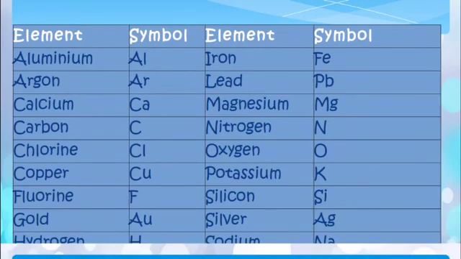Next is potassium. Potassium's symbol is K. From where has the K symbol come? It has come from its Latin name kalium, the first letter K of its Latin name. Sodium. Sodium's symbol is Na. From where has the name come? It has come from the Latin name natrium, and its symbol is Na, the first two letters of its Latin name.